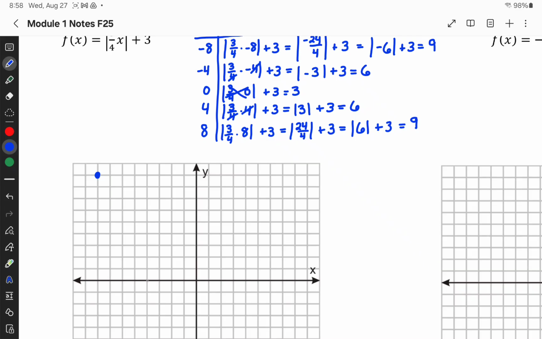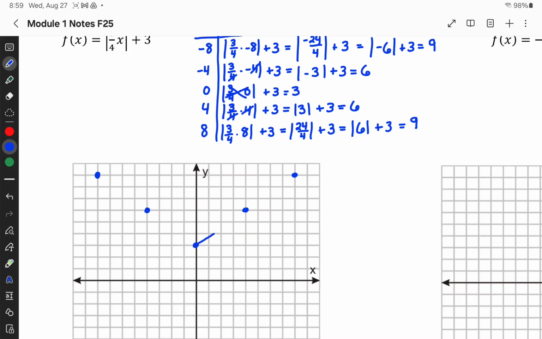Next, I'll go to -4, 6. So -4 to the left and then up by 6. Next, I'll be at 0, 3. So that'll be this point right here. Then I'll go out to +4, 6, which would be this point right here. And last, I'll go to 8, 9, which would be this point right here.